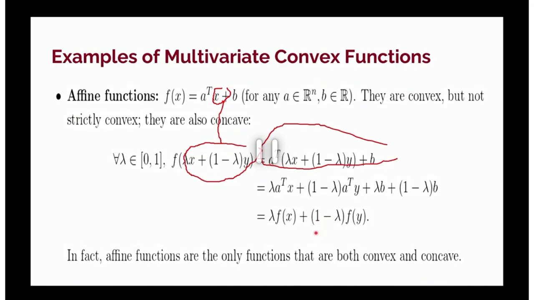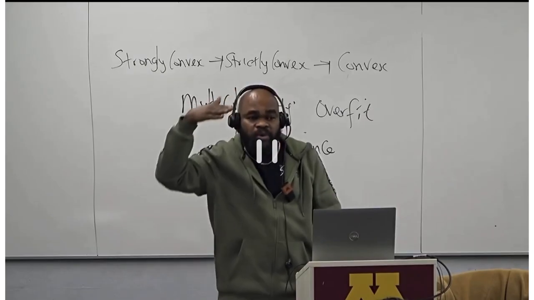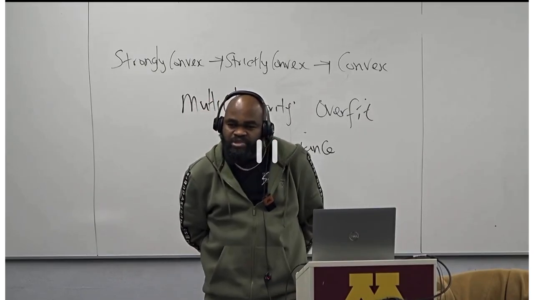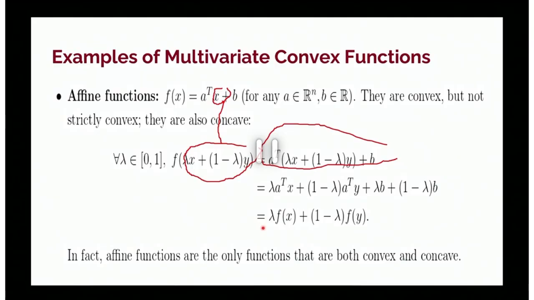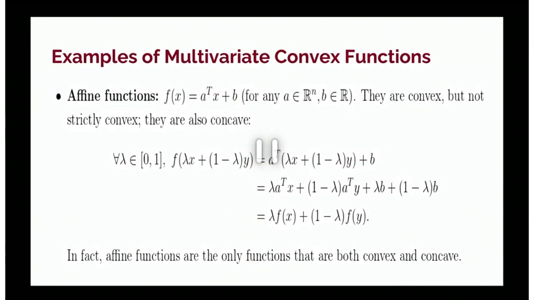Okay? This is the chord. It is trying to say stay on the line. Equality. Stay on the line. This is convex, but because it's equality, it is not strictly convex. It is just convex. Please pay attention. An affine function is convex.